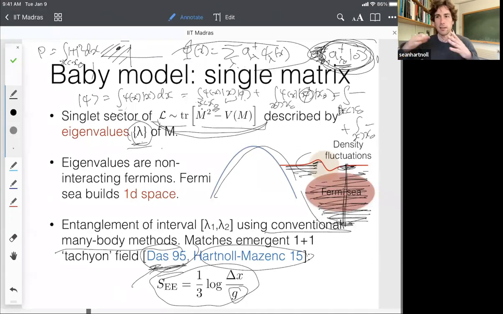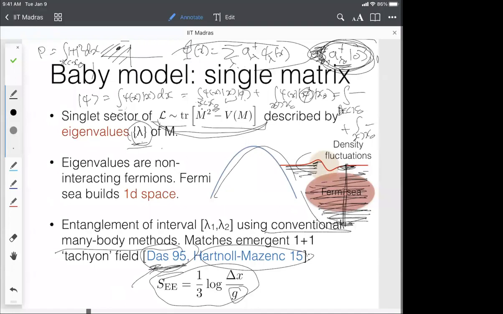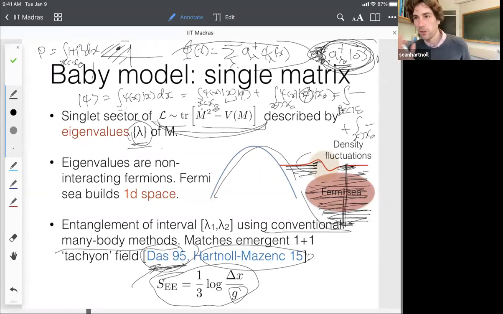So the eigenvalues take values, right? Lambda is every single eigenvalue takes a value between 0 and infinity, right? It's the entanglement between all the eigenvalues that are less than some value and all the eigenvalues that are bigger than some value. So, I thought the emergence of this 1D space was mostly from this density fluctuation, but you're saying that I should think of the eigenvalues themselves as living on 1D. That's the non-trivial. No, good.